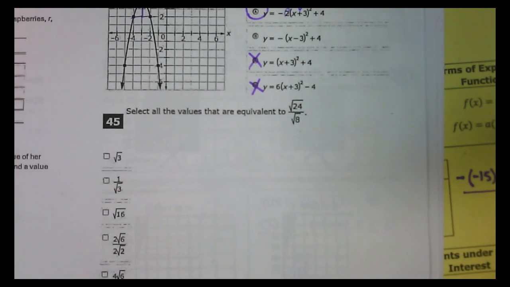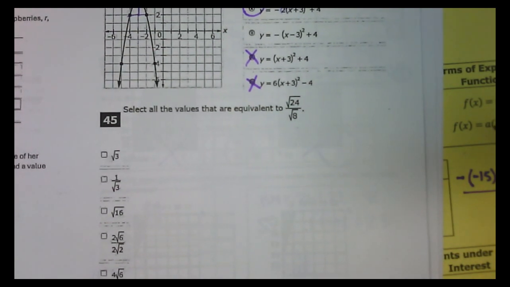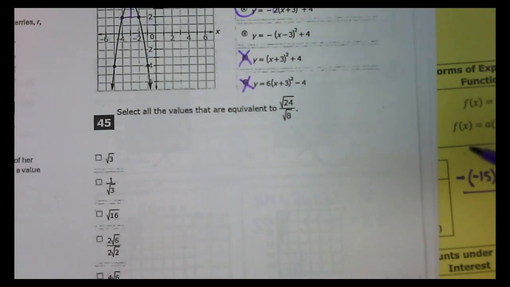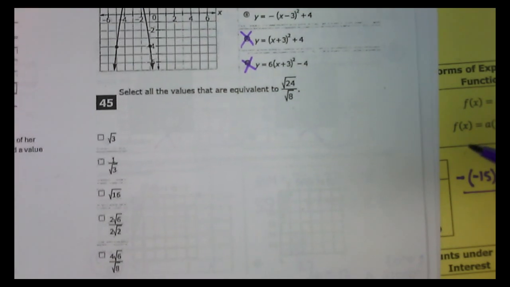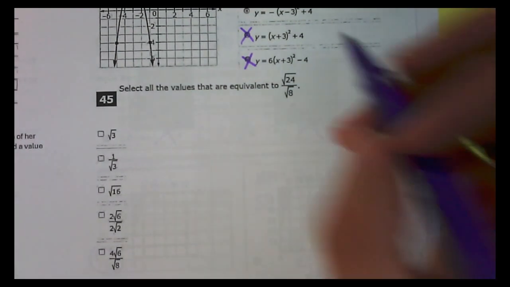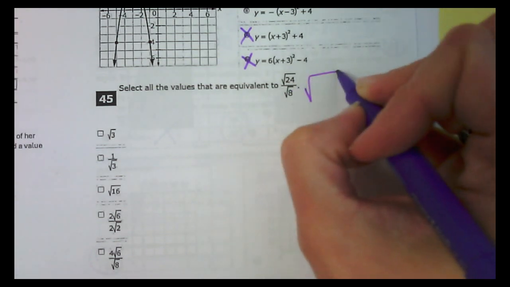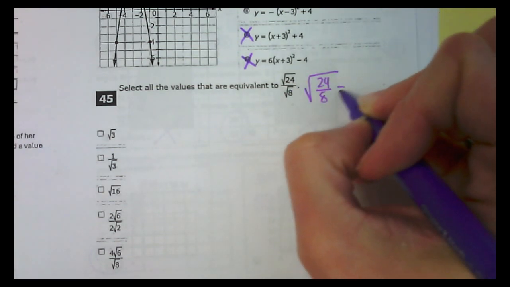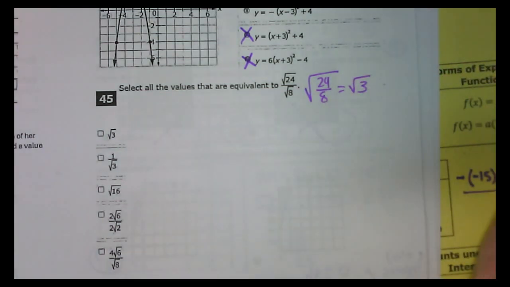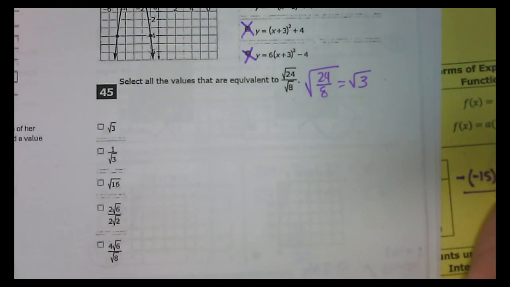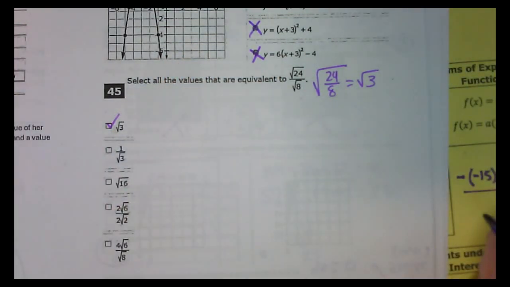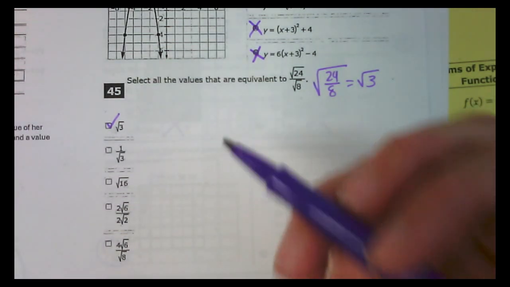And our final question, number 45. Select all the values that are equivalent. This one is super basic. When you have radicals like this, you can divide inside, and this is the square root of 3. This is a select all question. So this one works, right? The square root of 3 works. But now I have these other choices that I need to check.